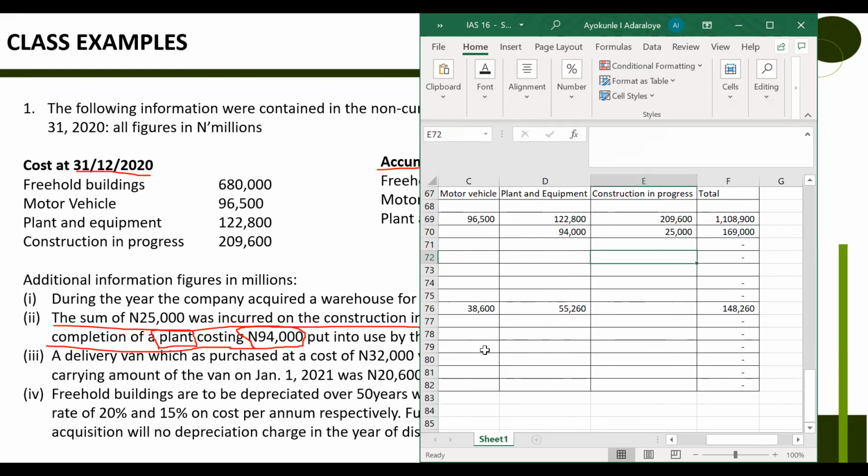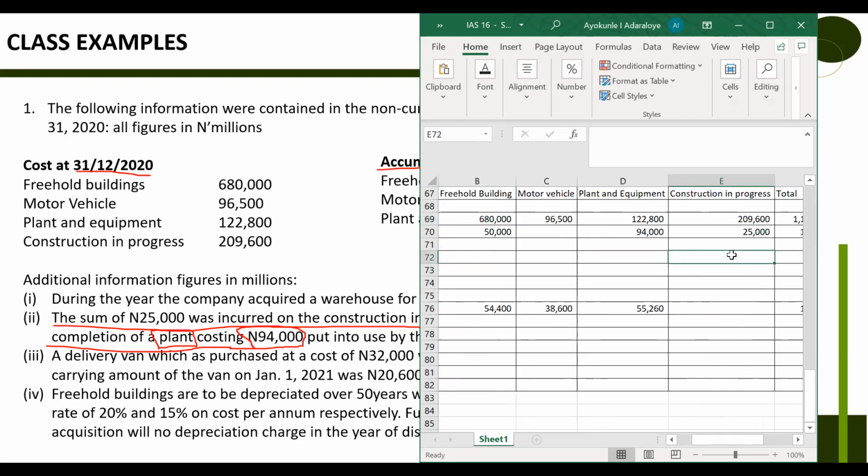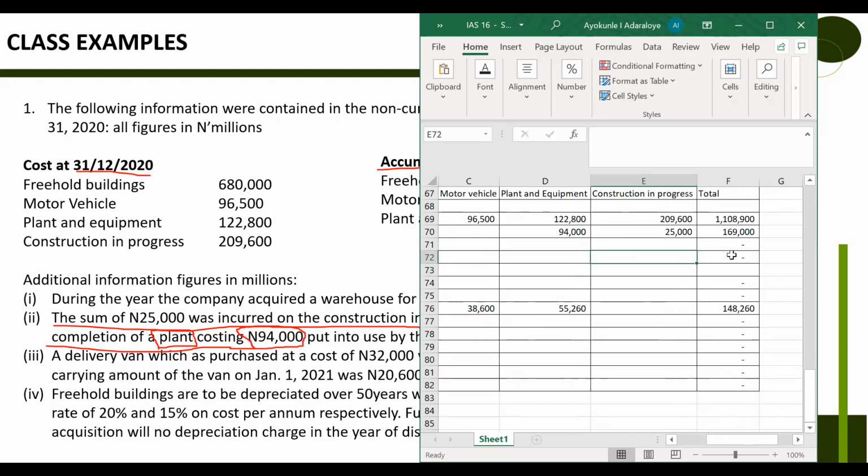Is it revaluation? No. It's going to be something, reclassification. Sorry, reclassification. So it's moving from this class to another class. Do you get my point? Okay, sorry, I meant to write reclassification. So we will reduce this one by how much?